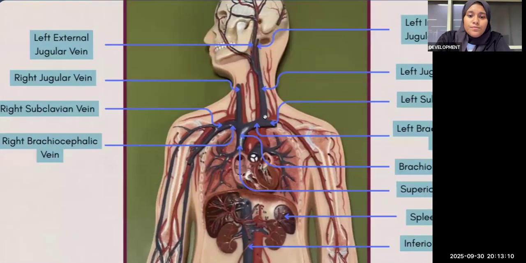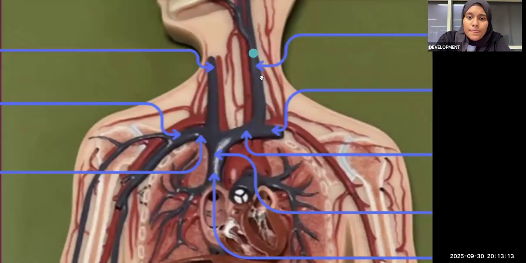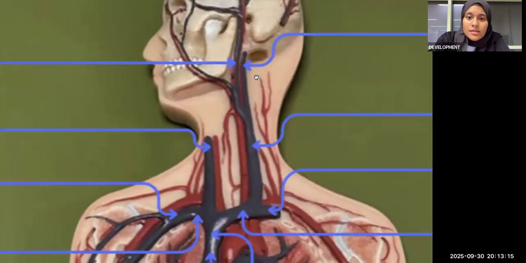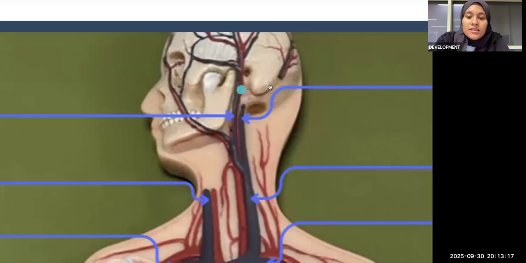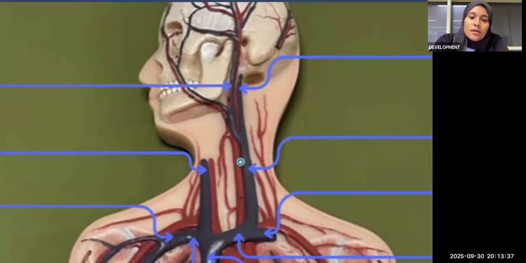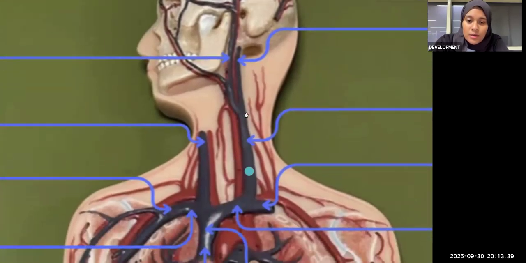What about venous drainage? For venous drainage, you have your external and your internal. Easy way to know which one is external and which one is internal: the one that is going towards the brain, like inside, that is your internal. The one that just goes outside is your external. Don't mix this up, please. And those two join to become the jugular vein.